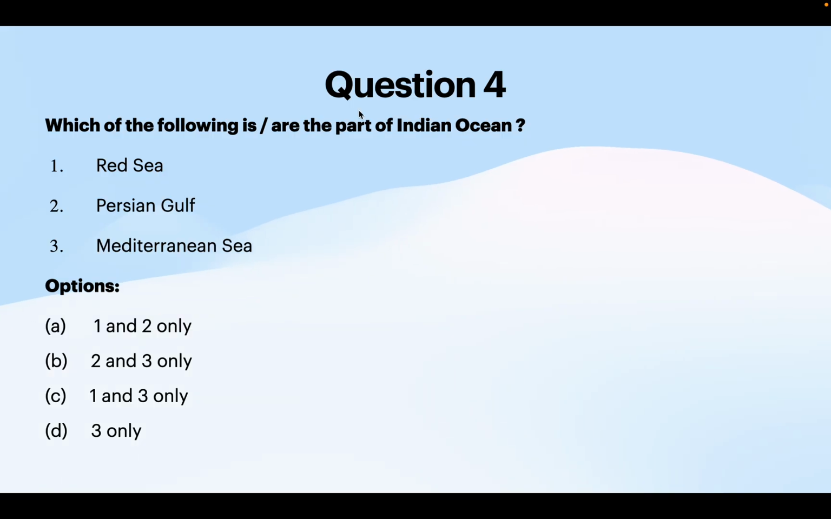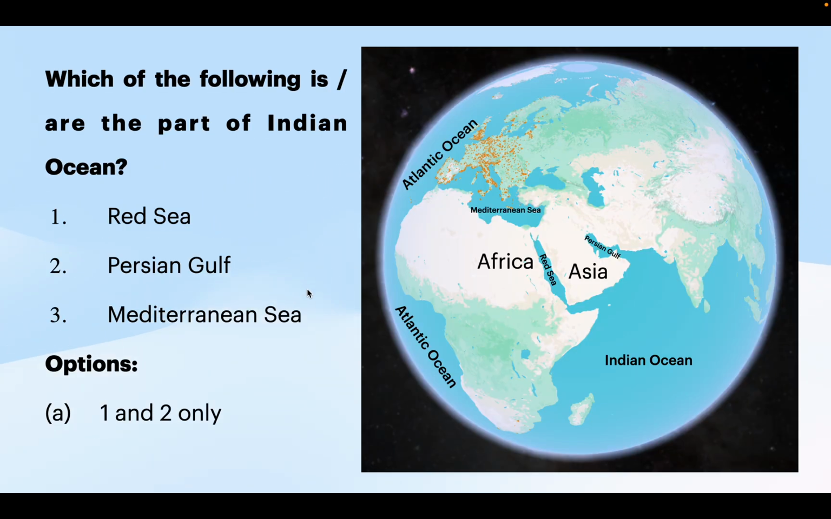Now the next question, which of the following is or are part of the Indian Ocean? Red Sea, Persian Gulf or Mediterranean Sea? You can clearly see in this diagram that the Red Sea and Persian Gulf are part of the Indian Ocean only. So first and second are the correct answer.